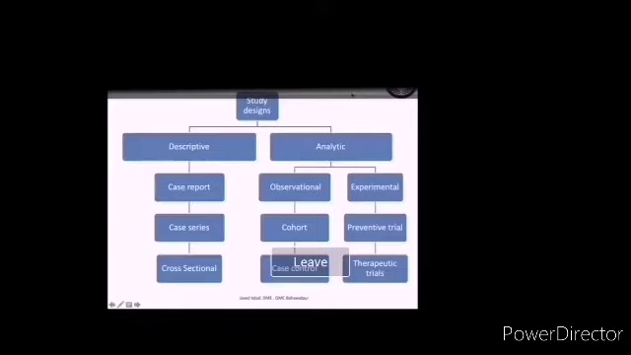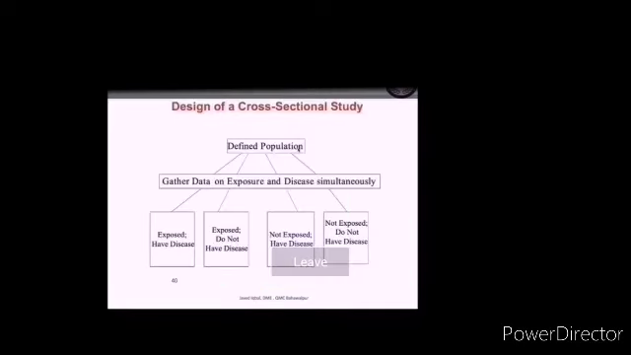So, okay, it's not moving. These we have discussed. This was, okay, forget about it.